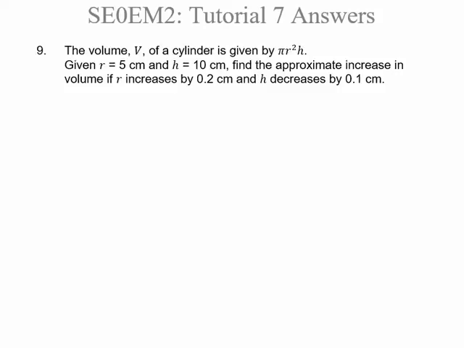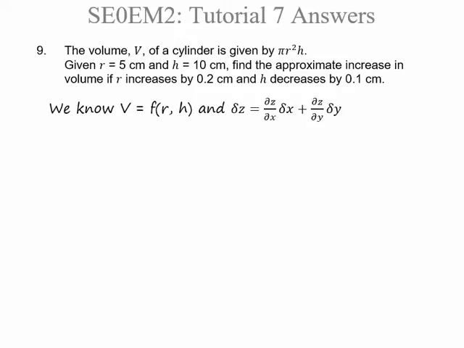The volume of a cylinder is given by pi r squared h. Given r is equal to 5 cm and h is equal to 10 cm, find the approximate increase in volume if r increases by 0.2 of a centimetre and h decreases by 0.1 of a centimetre.